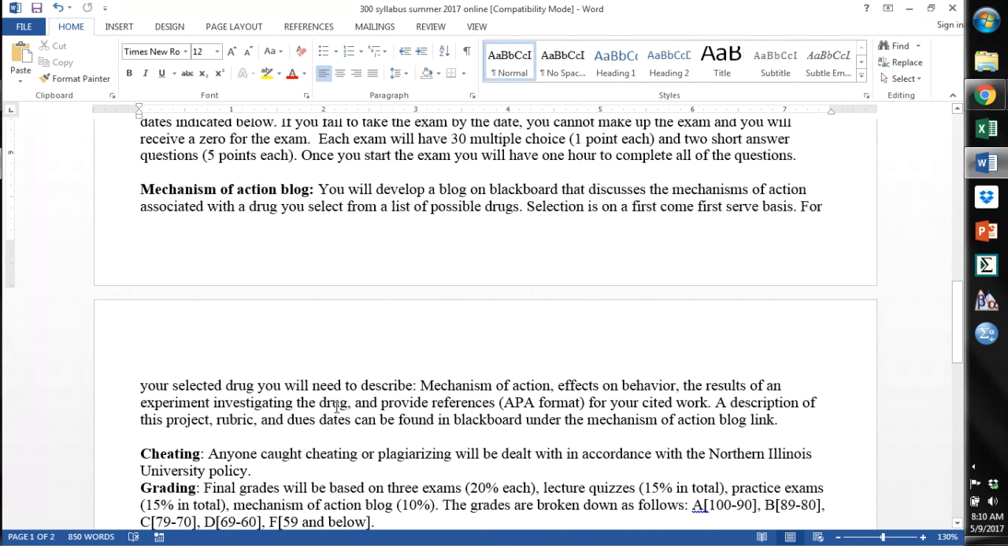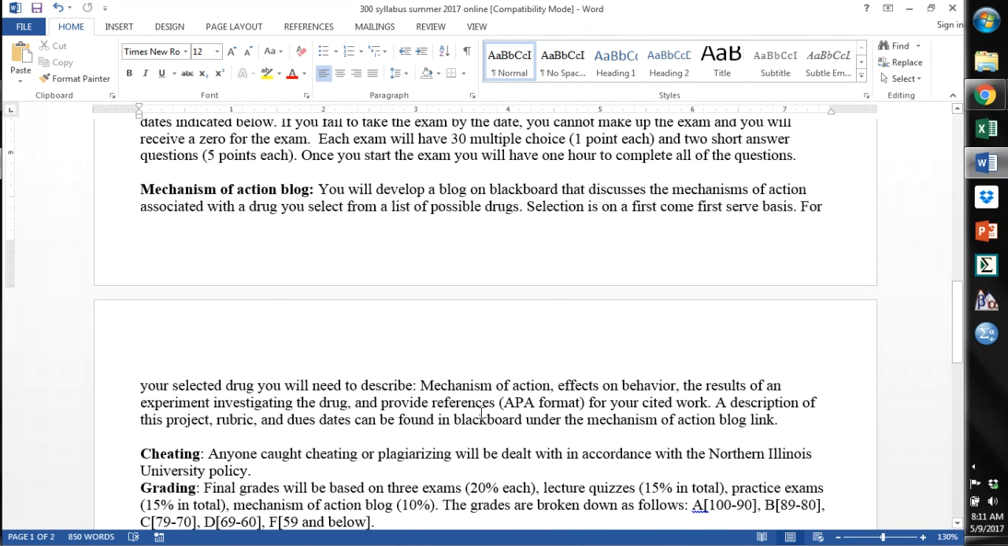Now for this, you'll need to find those papers via PubMed, and there's a link under the Mechanism of Action blog folder to PubMed. So let's say your assigned blog topic was amphetamine. You would go to PubMed, search amphetamine and rats, and you'll pull up over 1,000 different experiments that have been done. And it'll indicate if that article is freely available, and you'll want to select that. And that will be sufficient for describing the experiment investigating the drug that you wanted.